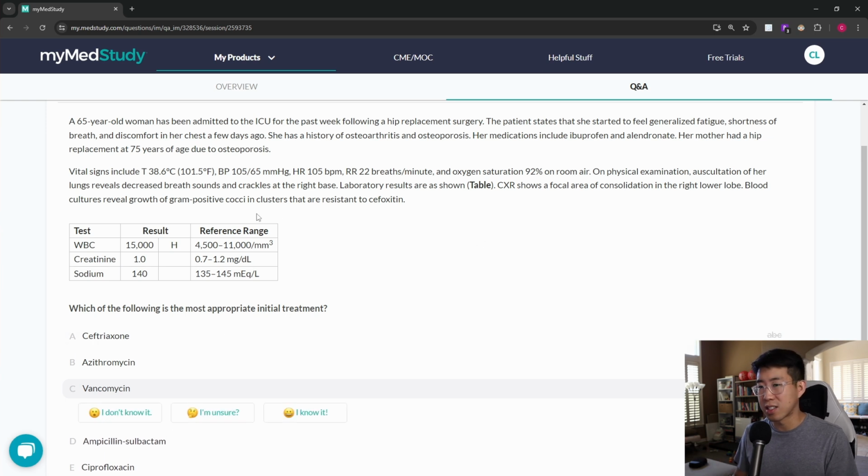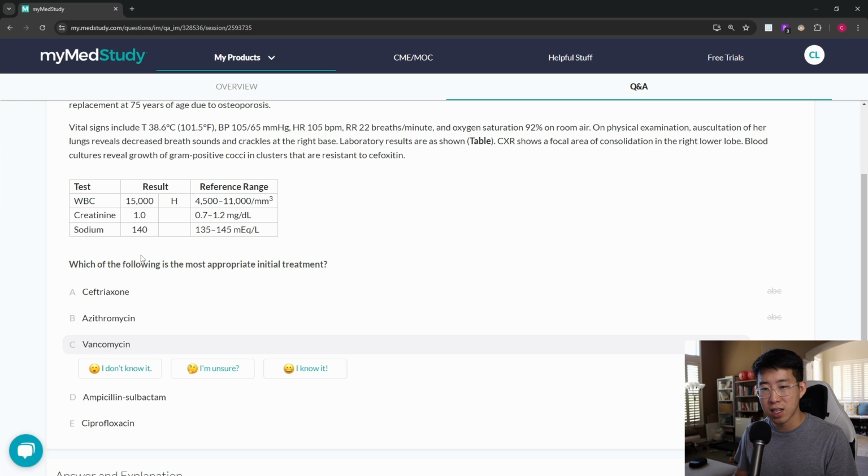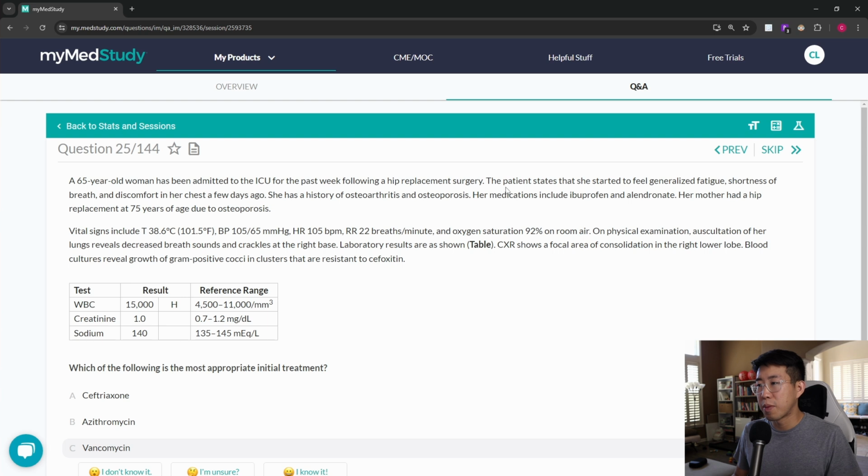Before even reading all this, it's got resistance to beta-lactams. So you can't use any of these beta-lactams, and we don't typically use ciprofloxacin. For a gram-positive thing, that's more for coverage for Pseudomonas and gram-negatives, for example. The patient states that she started to feel generalized fatigue, shortness of breath, and discomfort in her chest. Everything else looks pretty normal. She has osteoarthritis and osteoporosis. Medications include ibuprofen. They have a lot of fluff in here that really is not necessary.